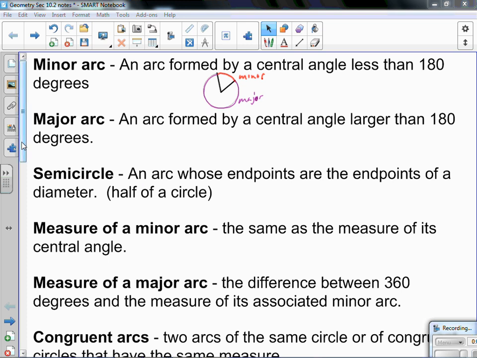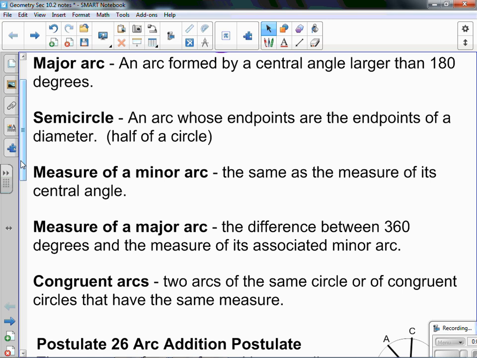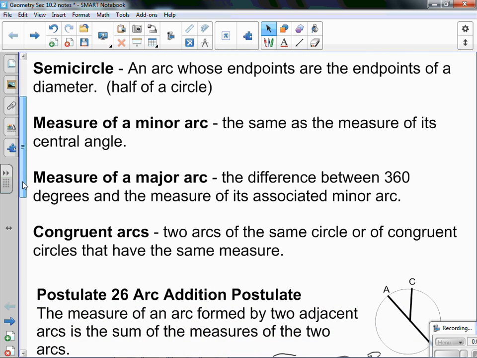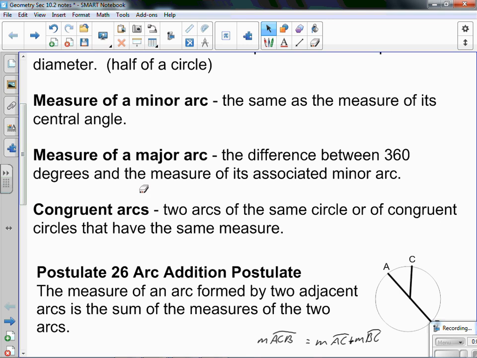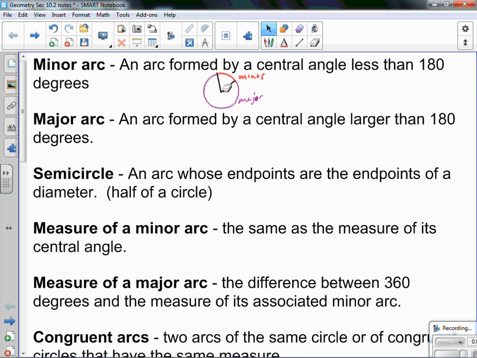And the measure of a minor arc is going to be the same as the measure of its central angle. So if we know the measure of the central angle, then we know the measure of the minor arc. And the measure of a major arc will be the difference between 360 degrees and the measure of its associated minor arc. So if we know the measure of the minor arc, we subtract that from 360, and that'll tell us the measure of the major arc.